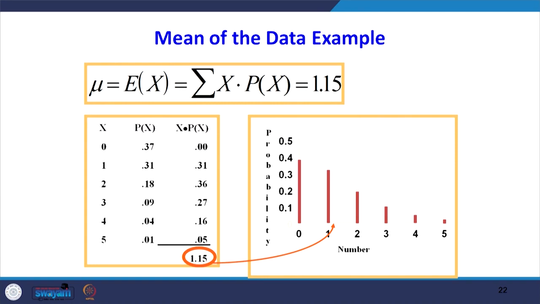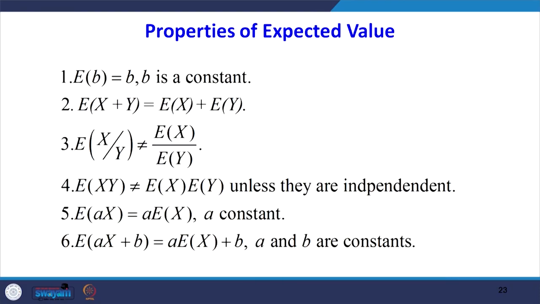Suppose there is another distribution, say x is given, p of x is given, x into p of x. When you plot it, you see that the mean need not be exactly 1 or 2 or 3; the mean value may be in between 1 and 2. So, the mean value need not be discrete, only the random variable is discrete here. Now, some very important properties of expected values. Suppose the expected value of a constant is the constant only.